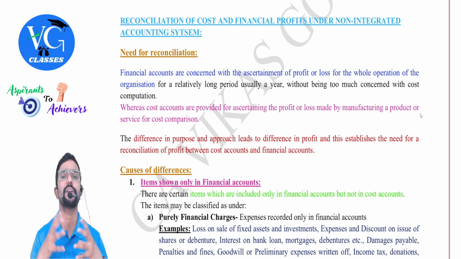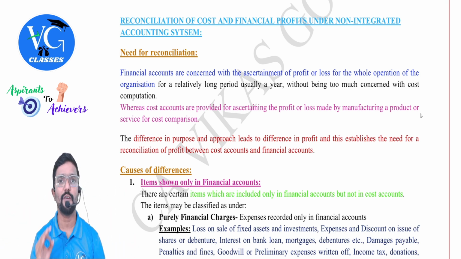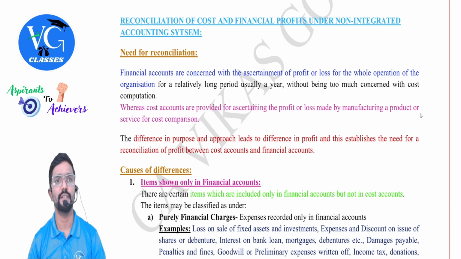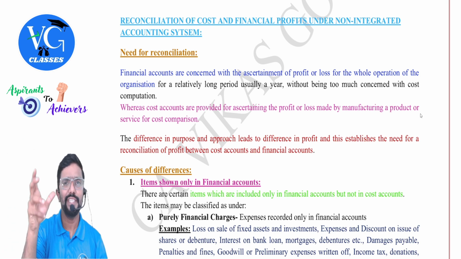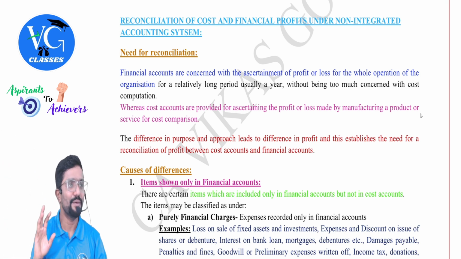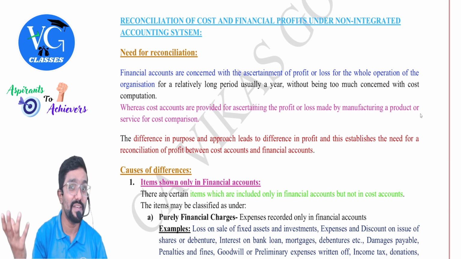Then coming to the financial books. In financial books, what is my objective? To calculate the profit or loss of the company as a whole. How much profit the company made in a year, in which they will consider all the income earned. The major income is from the sale of product only. But in addition to that, they would have made some investments.